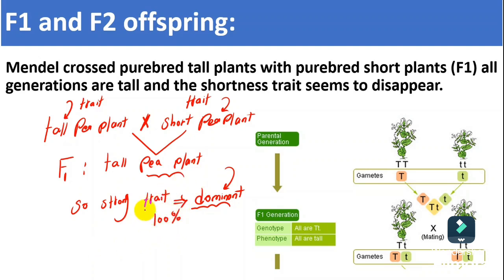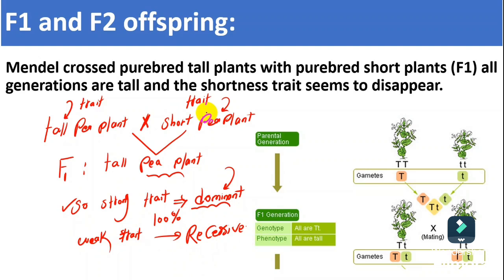So all of the first generation, actually all of them, show the strong trait. All of them are dominant. And the trait which disappears in the first generation is called the recessive trait. So the weak trait that disappears completely in the first generation is called recessive. So recessive is the trait that becomes hidden or masked by the other trait, by the strong trait.